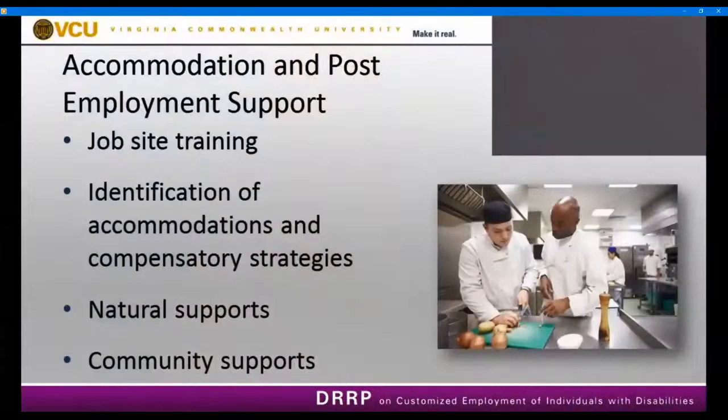The last step of customized employment would be where the employment specialist would actually work with the new employee and the employer at the job site, providing on-site training, identifying any accommodations or supports that the individual needs, whether those are physical supports, whether they're compensatory strategies, but also looking at natural supports there in the business as well as community supports.